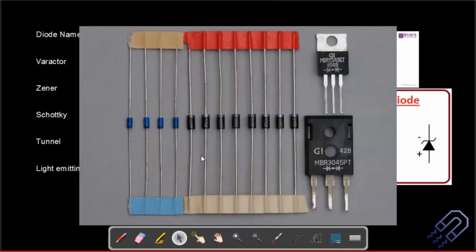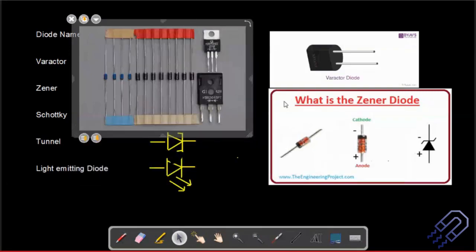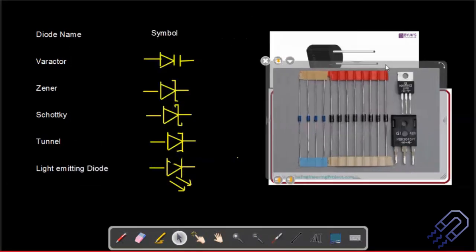I think again this app showed an error. As soon as I'm importing an image, it's showing some kind of error. The file was big, so it took some time. Okay, so this is a Schottky diode. These are all Schottky diodes. This is how a Schottky diode looks.